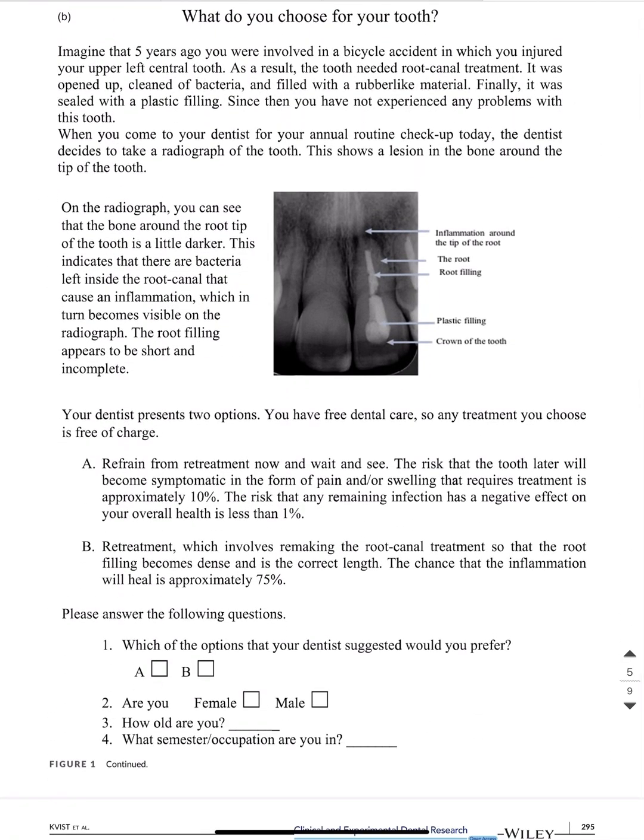For the second questionnaire, the intention was to frame the options in favor of the retreatment. So for option A, the risk that the tooth later will become symptomatic in the form of pain or swelling is approximately 10%, and the chance that any remaining infection will have a negative effect on the overall health is less than 1%. Option B is to retreat this tooth, and the chance that the inflammation will heal is approximately 75%.